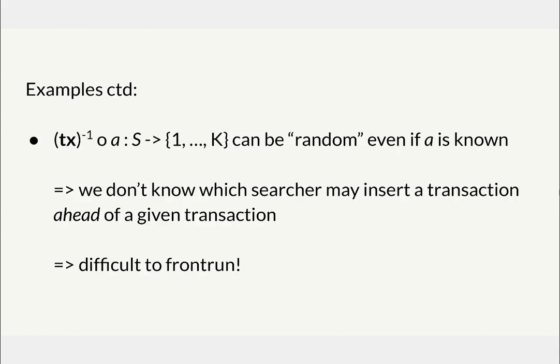It's important to note that in this example, even if A is deterministic, meaning that the searcher knows their target transaction, depending on the distribution of searchers and the ordering, the searcher may know nothing about the overall ordering of transactions. In particular, they don't know which user trade will be sequenced after their backrun transaction. That makes it difficult to front run.